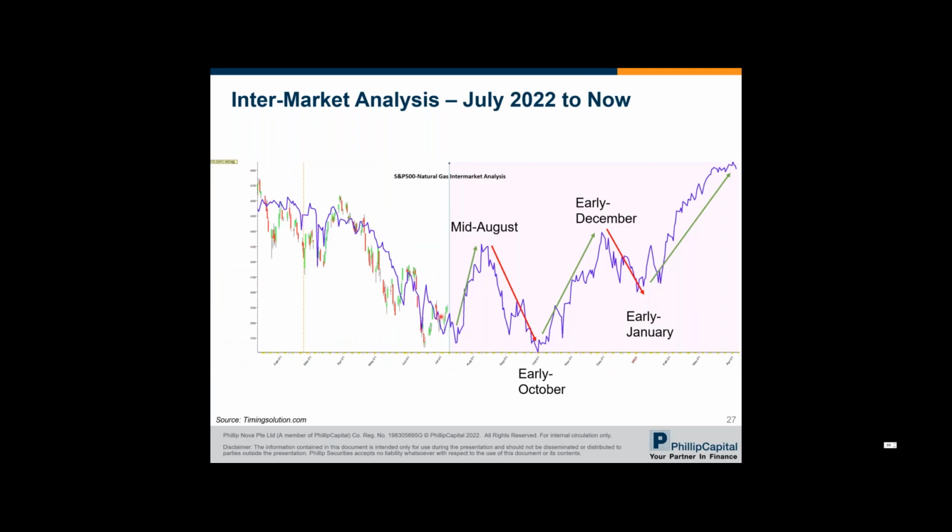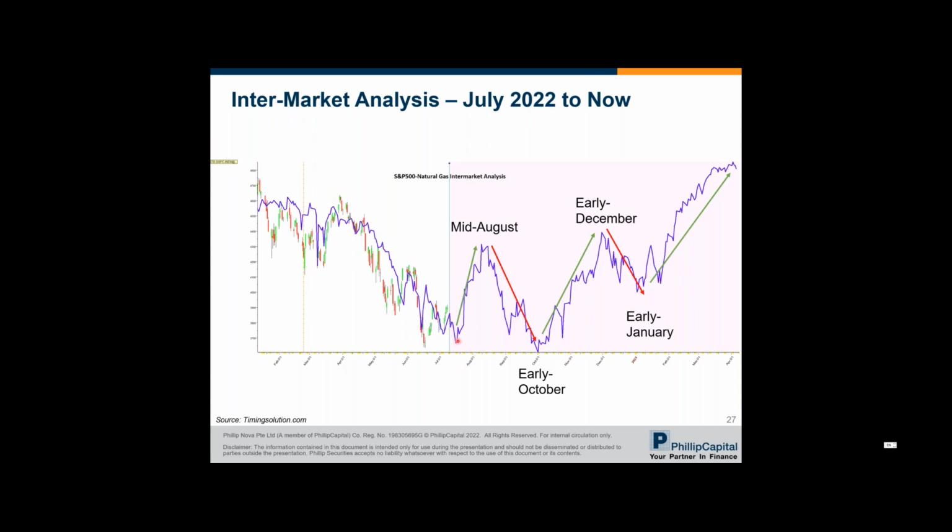Another shorter term technique of this intermarket analysis is to make use of the relationship between natural gas and the S&P 500. The candlestick bars show the price of the S&P 500 up to the middle of last year, June 2022. Then it is plotted together with the inverted price of natural gas in the purple line. So this is natural gas, but inverted. When it is at a low here, it actually means that natural gas was trading at a high at that point in time.